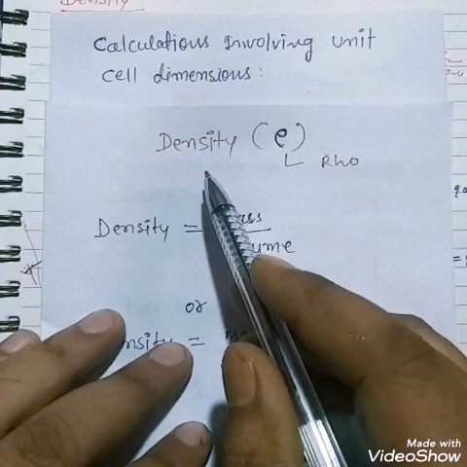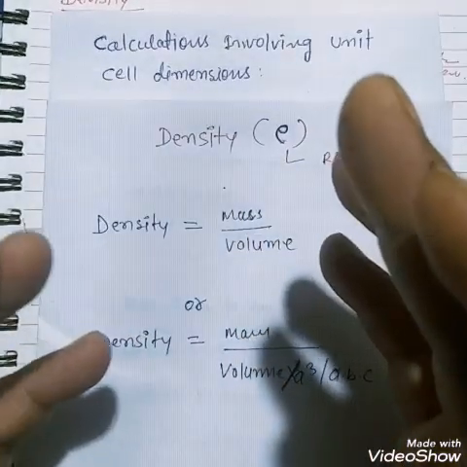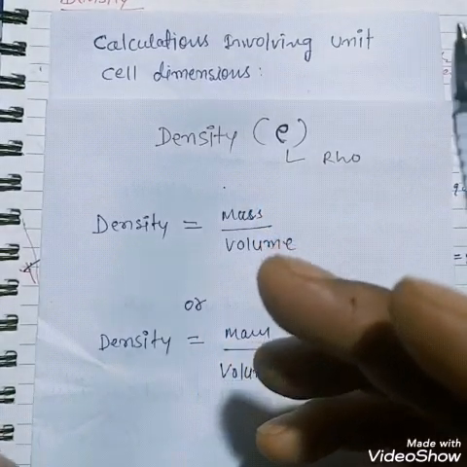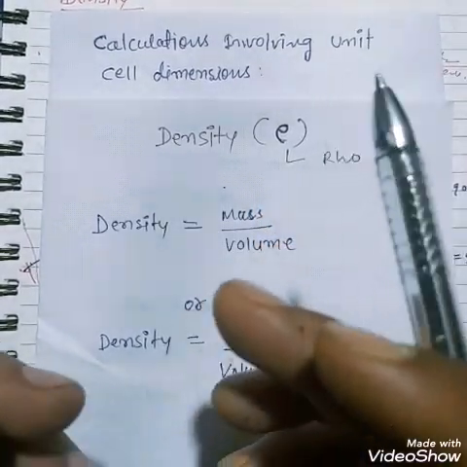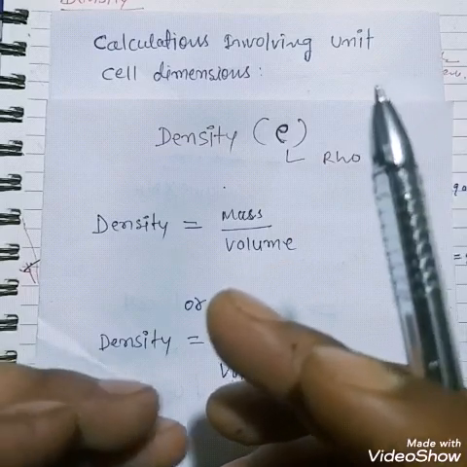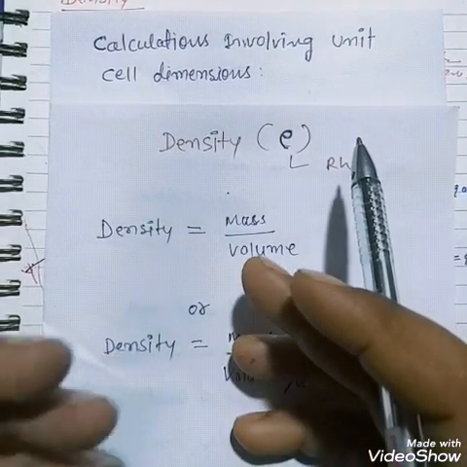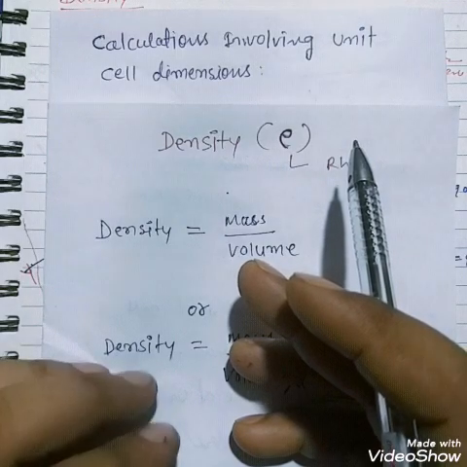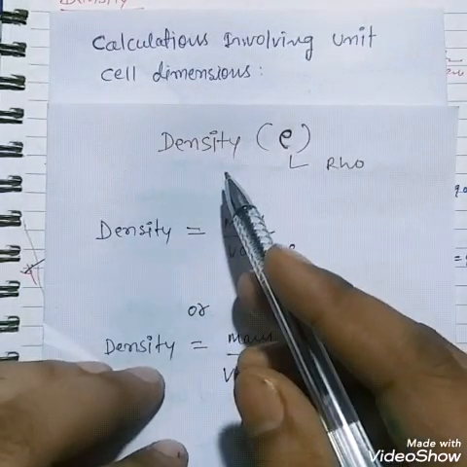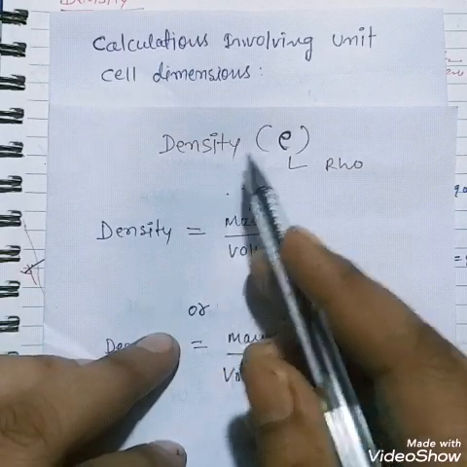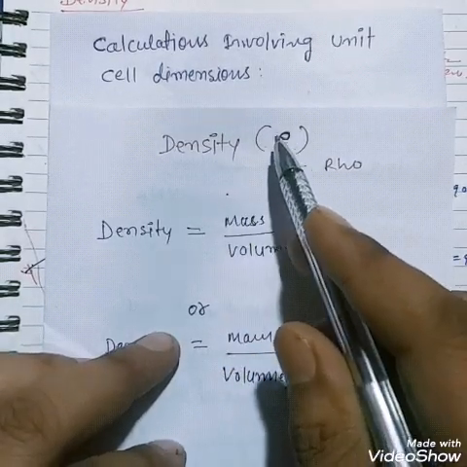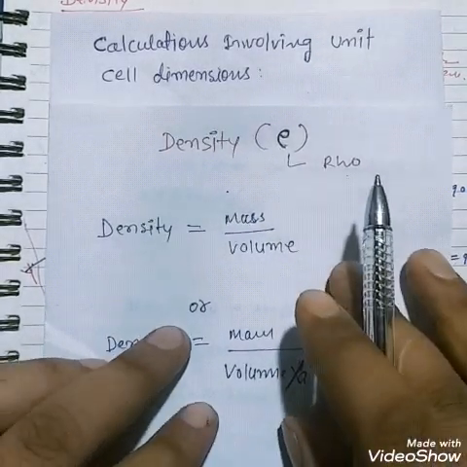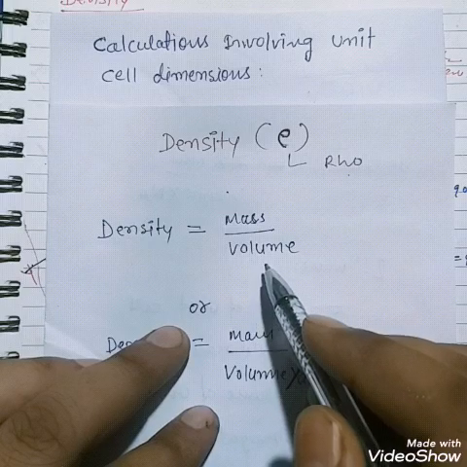Density means compactness, that means the constituent particles are compact with each other, so their force of attraction is very high. Pressure will be very high and temperature will be very low. This is the characteristic of density. It is represented by rho. Density is equal to mass upon volume.